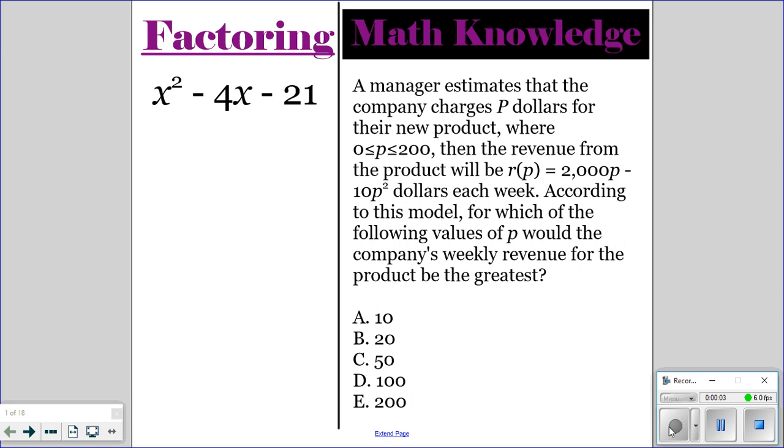Y'all go ahead and work through the factoring and math knowledge question for today. Go ahead and pause the video right now, and then after everyone is finished working through it, unpause the video and I'll go over the correct answers.